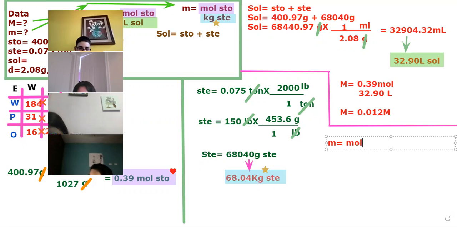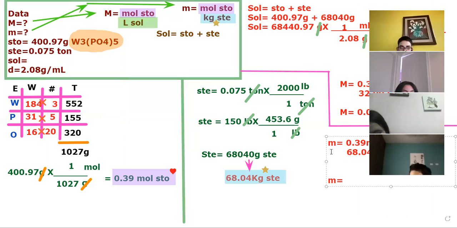That is moles of STO, 0.39 mole, over kilograms of STE, 68.04 kilograms. So what is the answer of this? What is the molality? Guys? Somebody got the answer? Well, for the time, it is 0.0057, or if you want, just 6 and this.